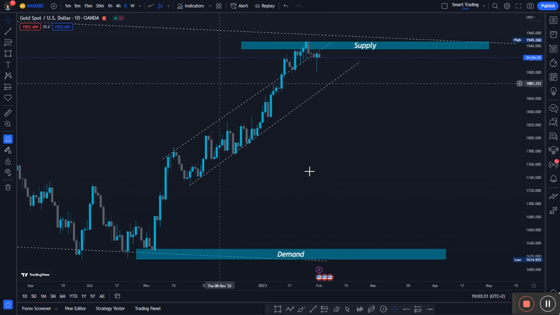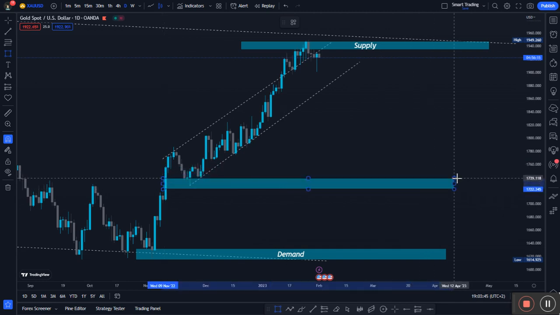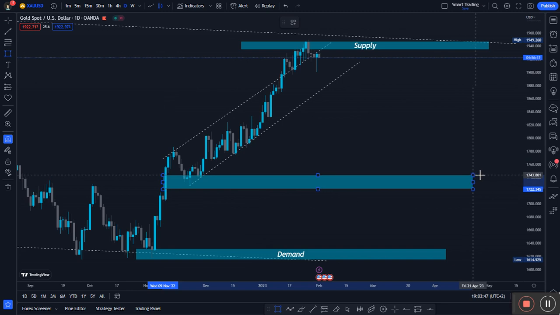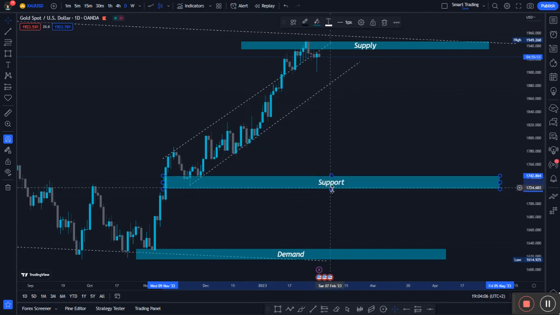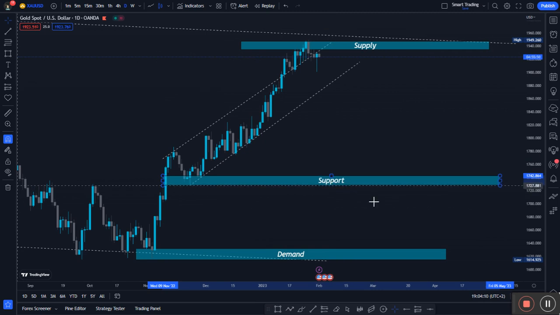Since we have spotted our supply and demand on the daily chart, we can also spot out our rejection over here, which is a resistance. This is our resistance, guys. No, why am I mixing these things up? This is our support, guys. I'm sorry, I don't know what's going on with me today. Okay, this is our support, guys, and our resistance on top there.